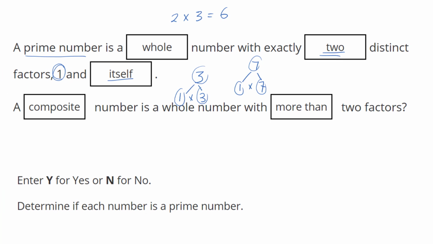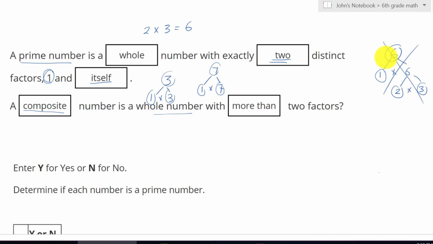Now let's look at what is not a prime number. Well, if it's not a prime number, it is a composite number. A composite number is basically a whole number with more than 2 factors. So 6 right here is actually a composite number. Why is that? Because it consists of more than 2 factors: 1, 2, 3.